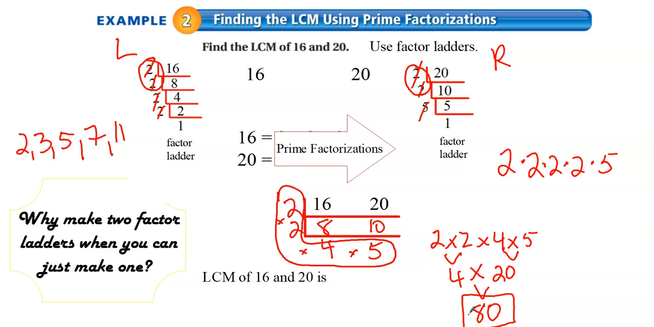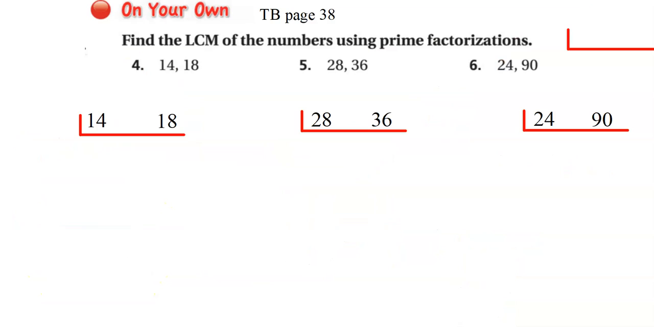So you're basically making a factor ladder, and then you're multiplying the common factors with the factors that only belong to the guy on the left and the guy on the right, so that you have a little bit of what everybody has. Okay, next. Oh yeah, go ahead, write these down, pause it. I'm going to show you the answers.